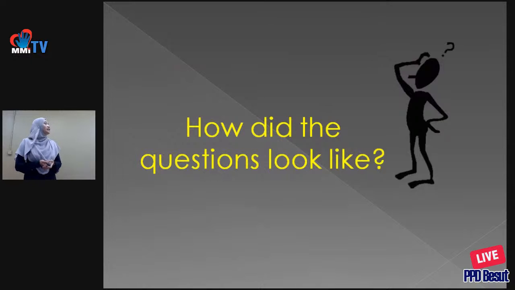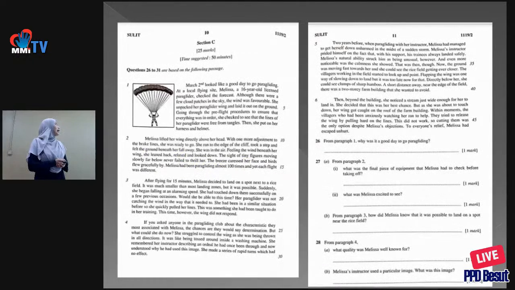How did the questions look like? It's been a while that you stay at home. Maybe you already forgot how the paper looks like, how section C looks like. Teacher, I cannot recall already, been too long I stay at home. So this is how the paper looks like.